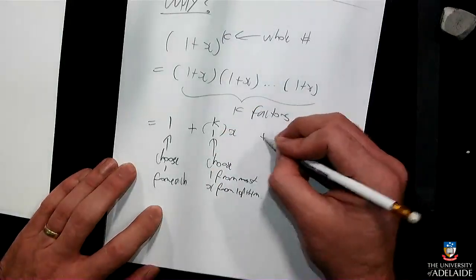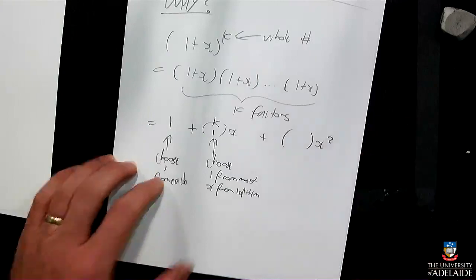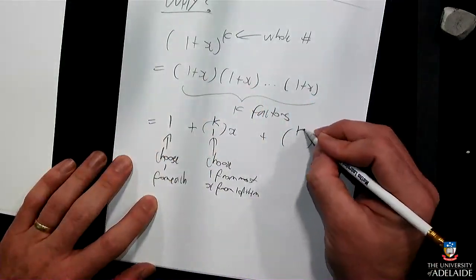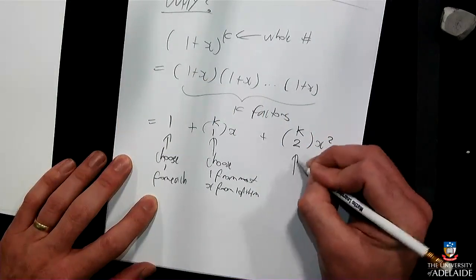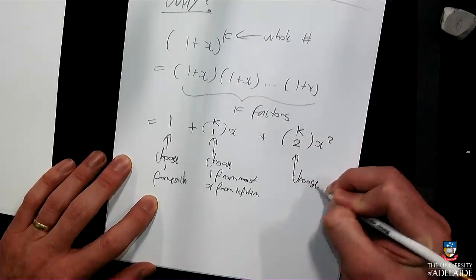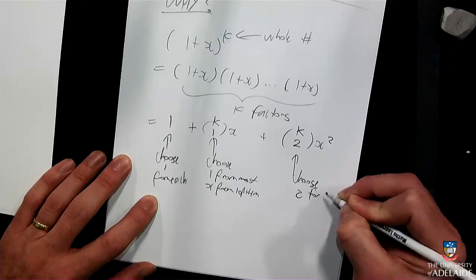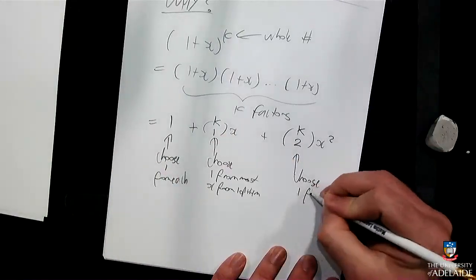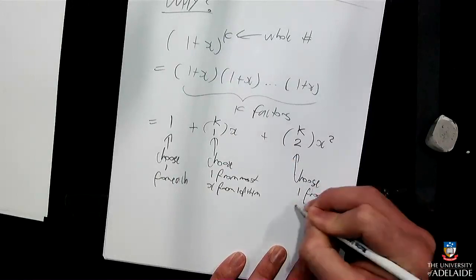And to get the x squared, I'm going to need to choose 2 of them to have an x, and all the rest to have 1s. So that's going to be k choose 2. Choose a 1 from most, and an x from 2.